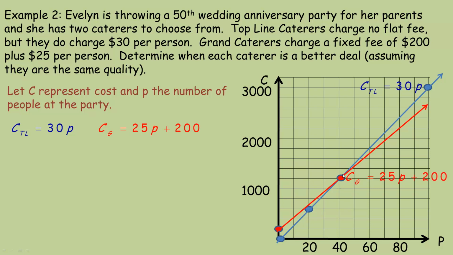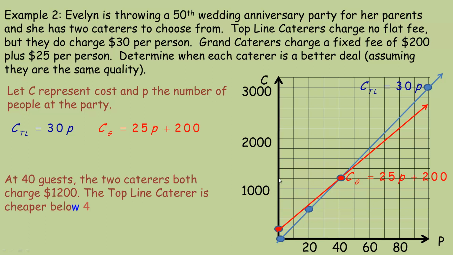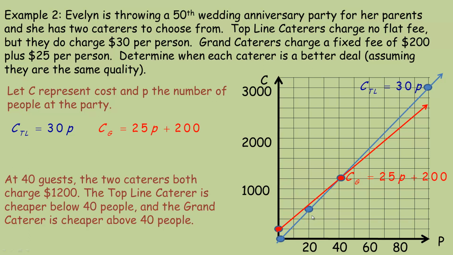And actually, that point is where the two of them are the same. For 40 people, they both cost $1,200. So at 40 guests, the caterers both cost $1,200. We're asked when each is a better deal. So the blue one, which is the top line caterer, they're cheaper below 40 people because they have a fixed cost of 0. So that's why below 40 they're cheaper.